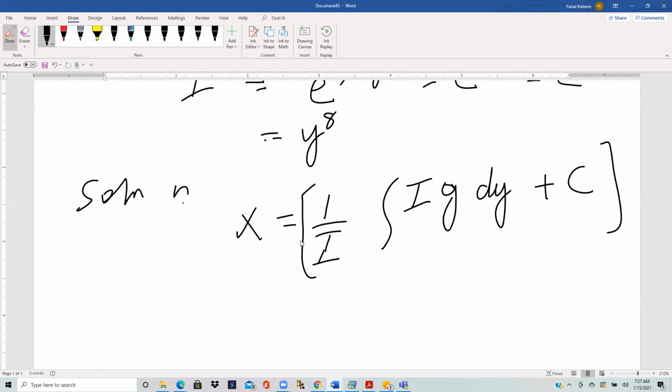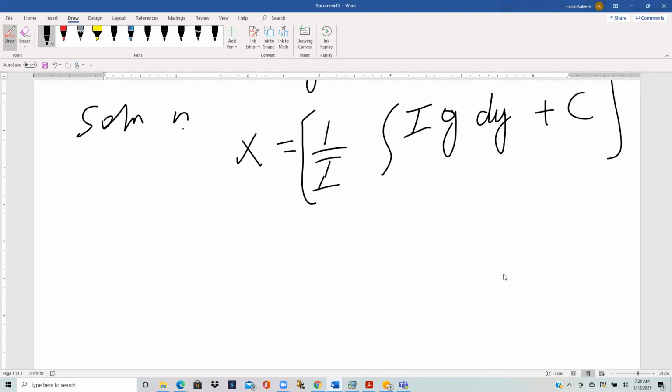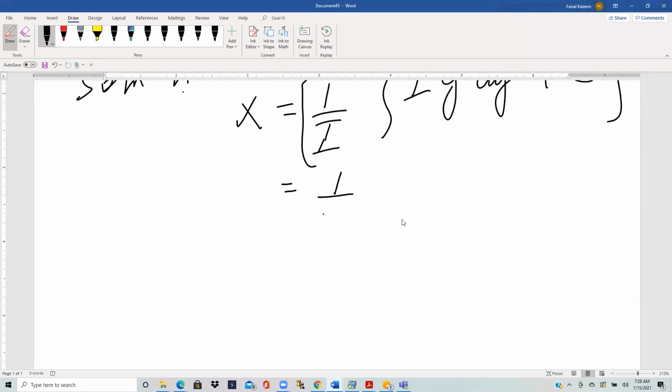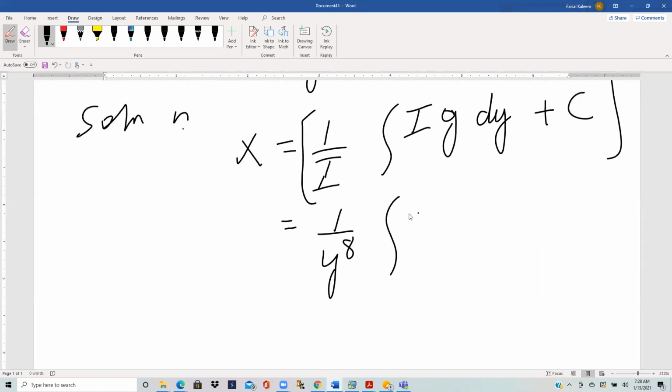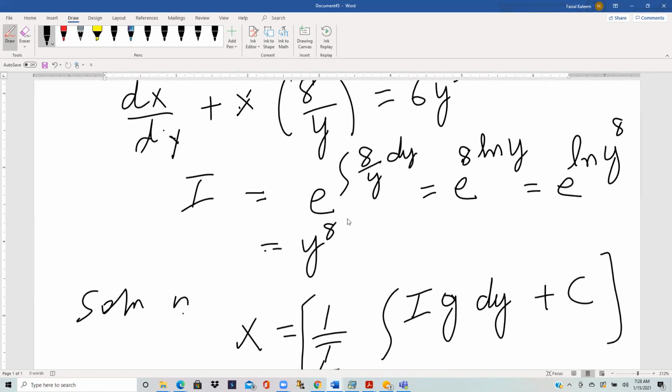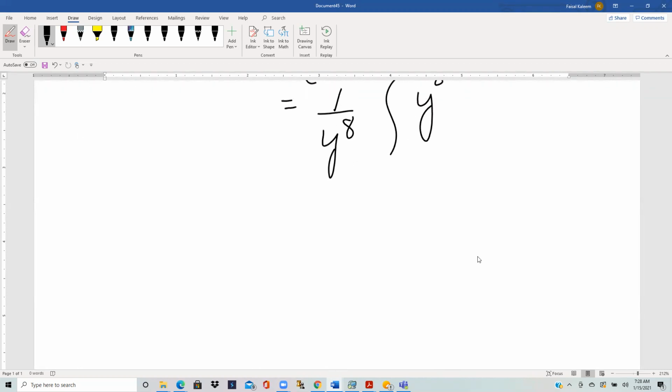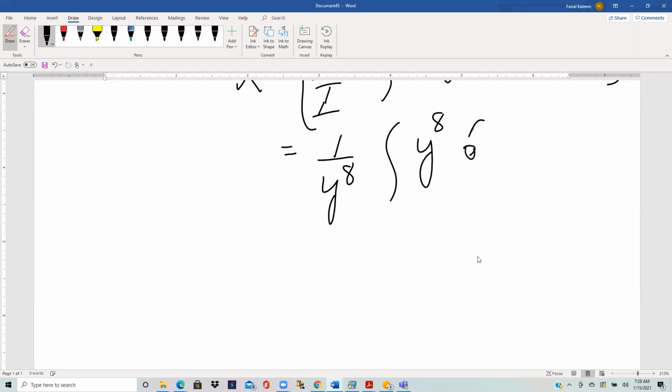So the roles of x and y, remember originally we had y here and we had a dx here. So we have interchanged them. Now we have an x here and a dy here. So it will be 1 over y power 8 times the integral of I times g, so y power 8 times, what was the g? So g was 6y cubed. Plus c.